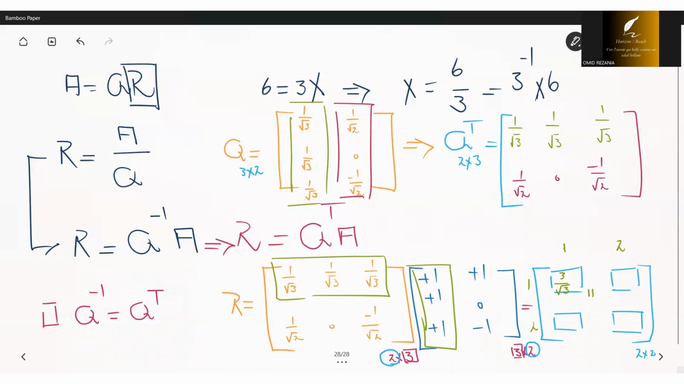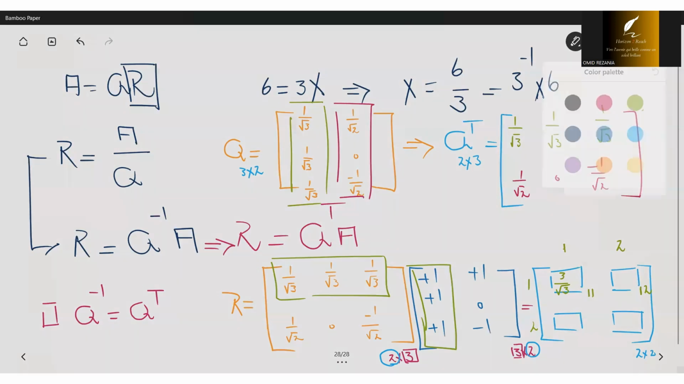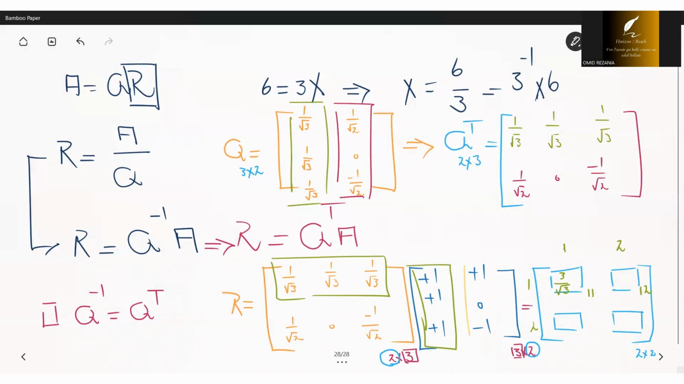How about this one? The element here is 1, 2, located at row number 1, column number 2. Then what is column number 1? Row number 1 is this. Column number 2 is this. Exactly. It becomes 0.